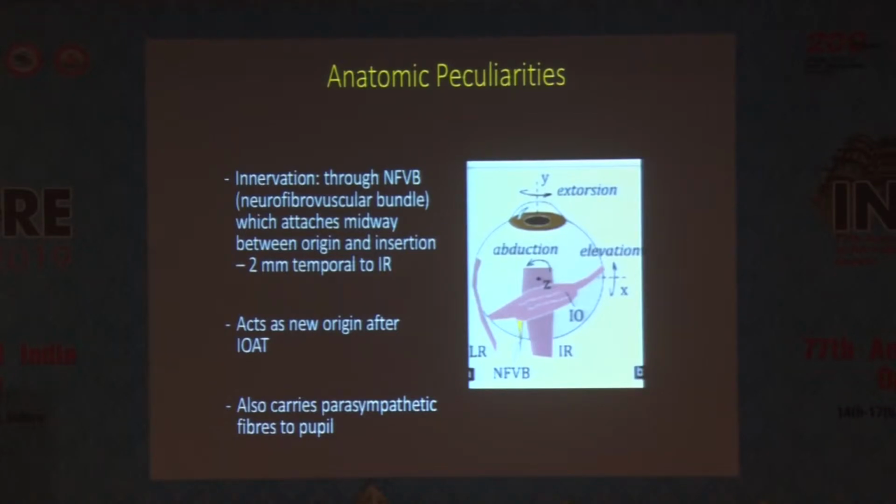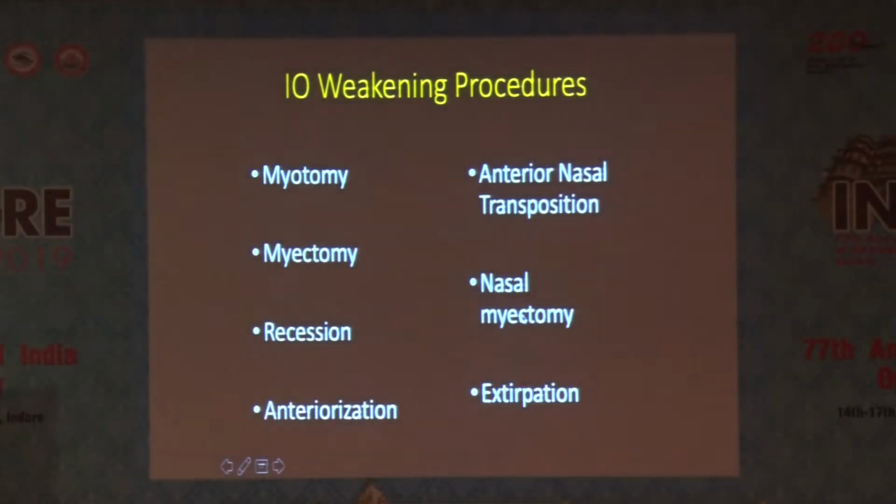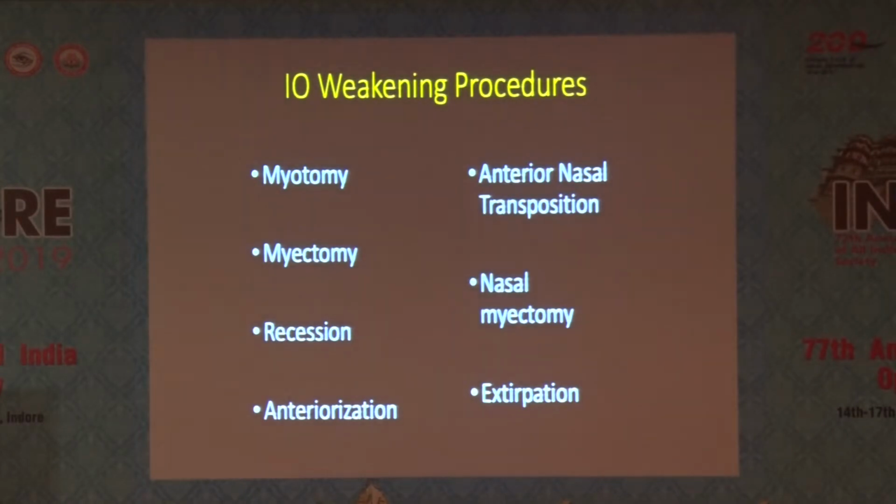Now, an important bit of anatomy is the neurofibrovascular bundle, through which the innervation runs, and which also carries the parasympathetic fibers to the pupil. And when you change the path of the muscle, like in an anterior transposition, this neurofibrovascular bundle actually becomes the new origin. There are many inferior oblique weakening procedures. I will list them out one by one, and I will tell you which one I prefer.